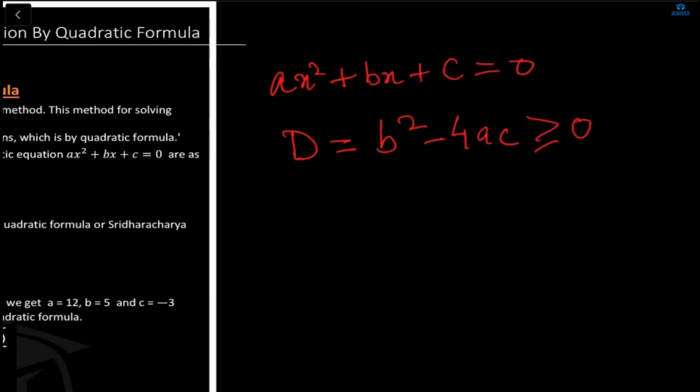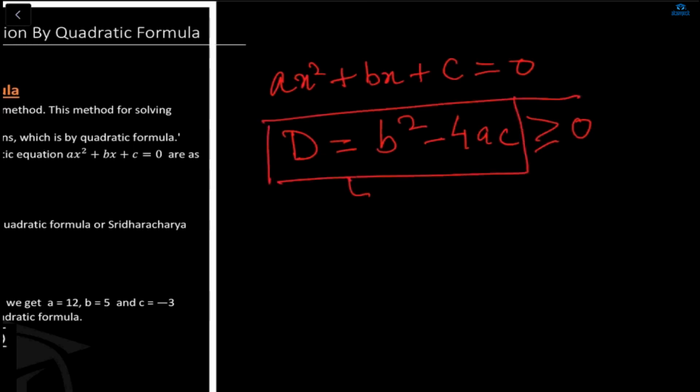Now, what do we call this D? We call this D the discriminant. D stands for discriminant. Whenever you are going to use the quadratic formula, you have to first find out the discriminant value, that is b square minus 4ac. This should be greater than or equal to 0.